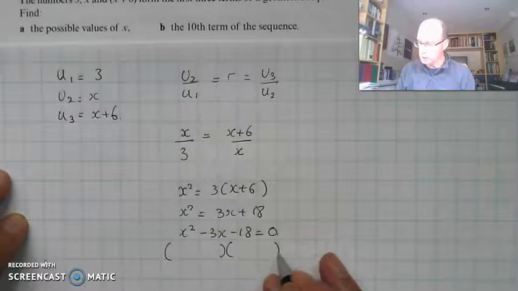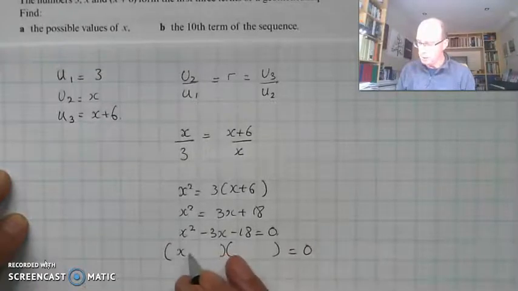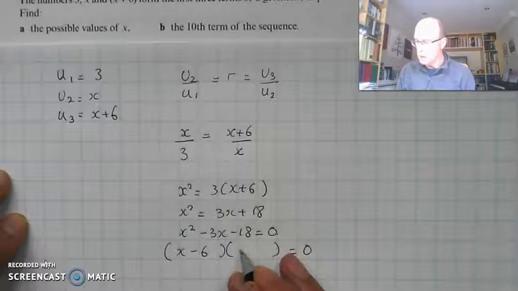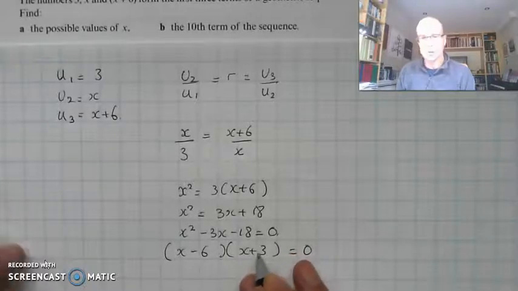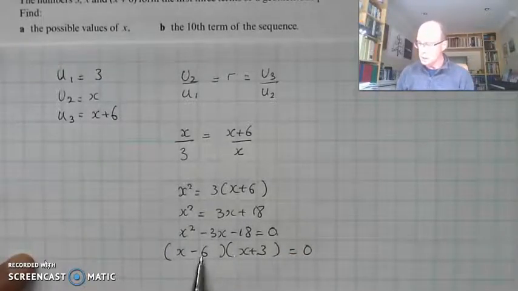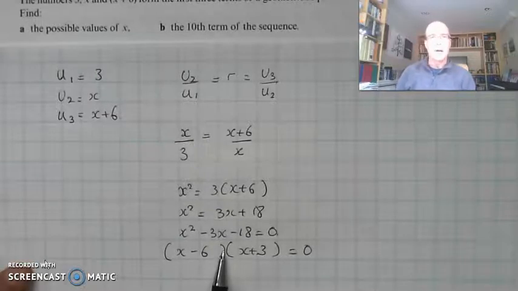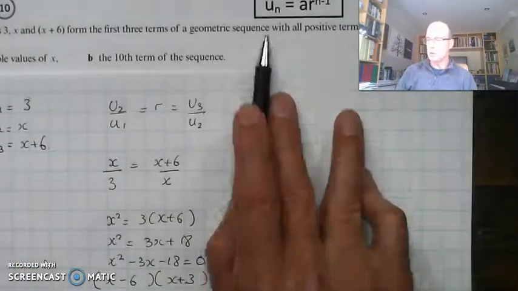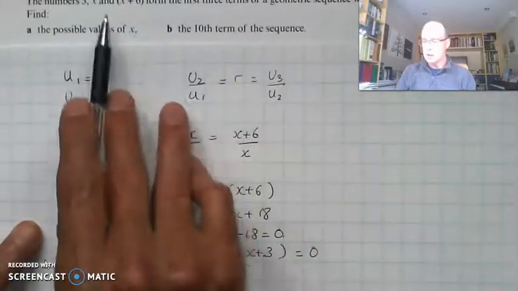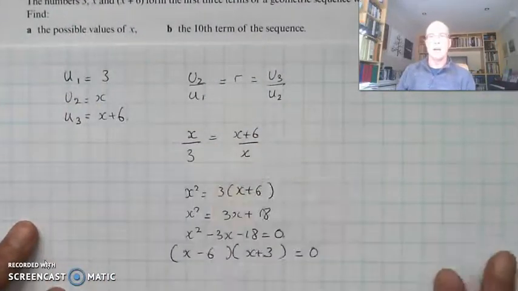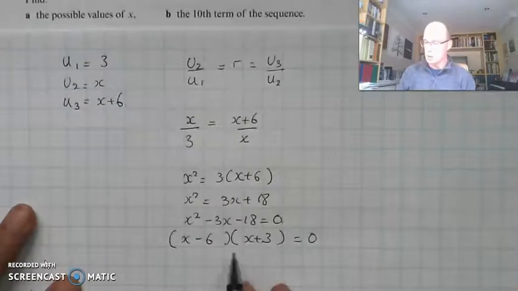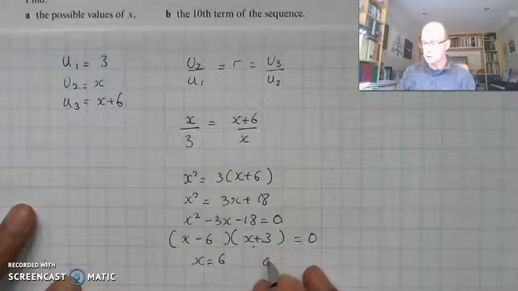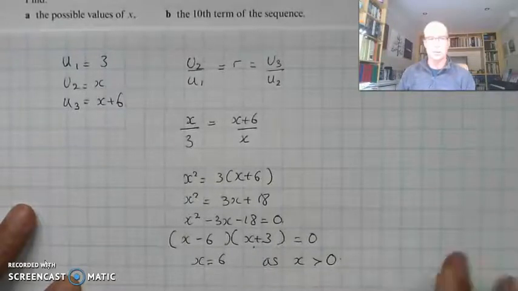I reckon I ought to be able to factorise that. Let's give it a go. We've got x minus 6 and x plus 3. So minus 18, minus 3, yep, that's looking good. I have been told that all of the terms in the sequence have got positive values. So if x is one of the terms in my sequence, x is going to have to be positive. So I'm not interested in the negative 3 solution. x is going to be equal to 6, as x is greater than 0.